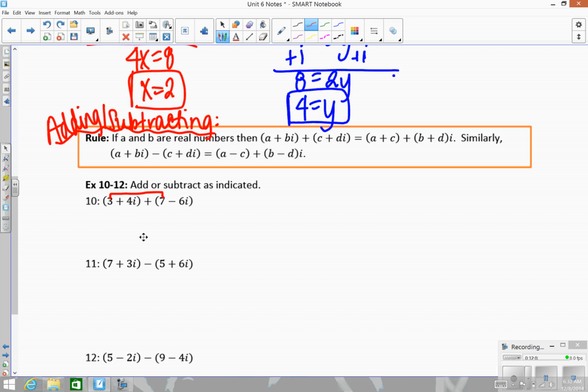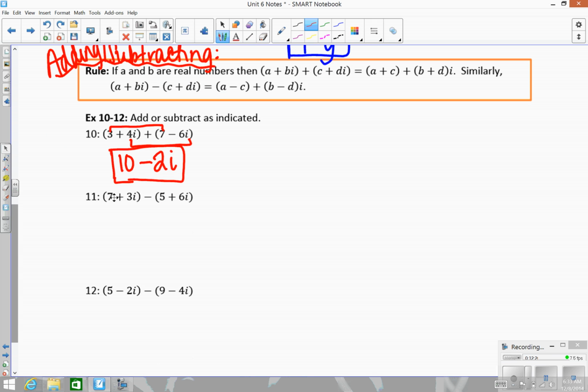So we have 3 plus 7. It's going to give me 10. And then here, we're going to combine the 6 and the 4. So 4 minus 6 gives me negative 2. And then you're just going to keep the i. So it's kind of like a variable, like the i, you just treat it as an x and just combine that. So same with this one. Combine the 7 and the 5.